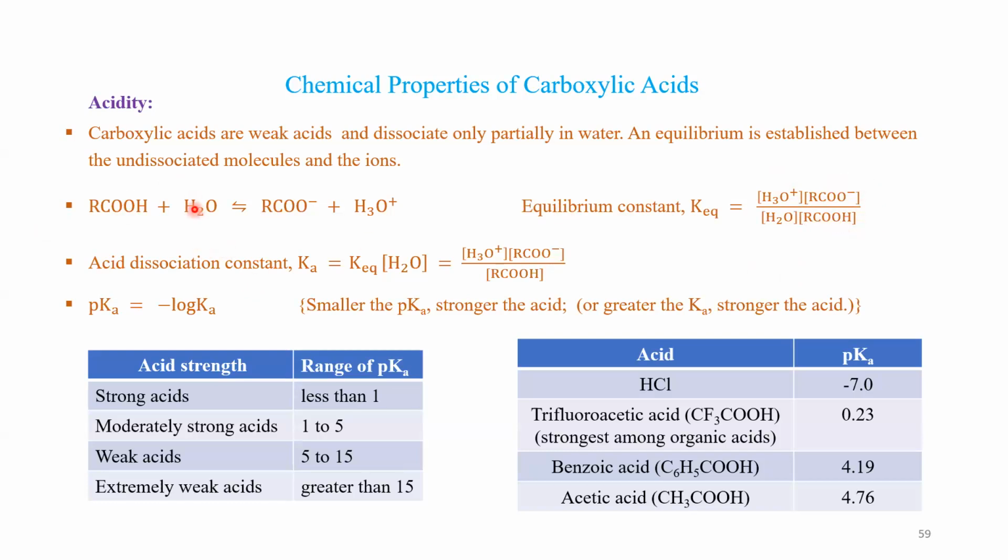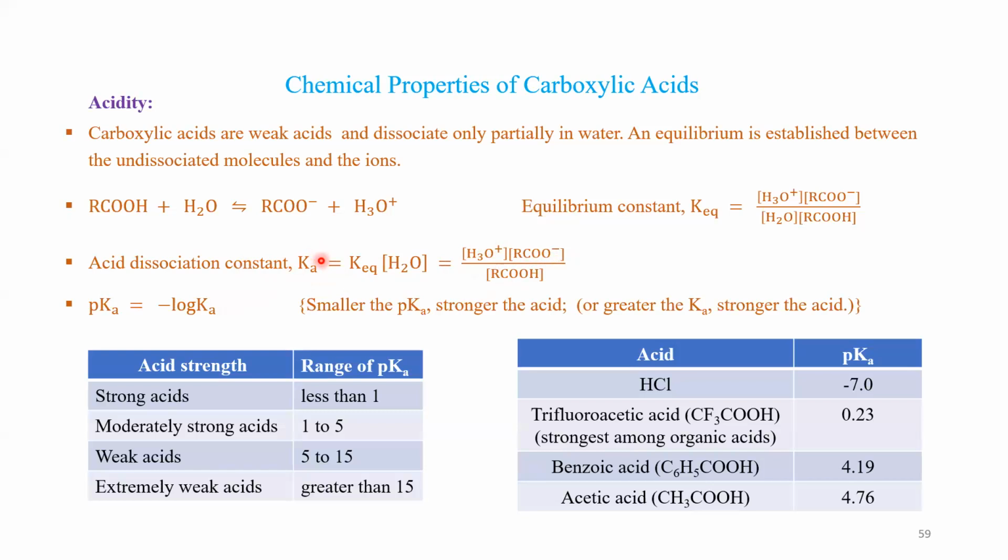Okay. So generally we take water as a solvent, and water will be taken in large excess. So the change in concentration of water is negligible, or the concentration of water is almost constant. So we can define a new constant. I can bring this water to the left side. So Keq into water gives a new constant, which is called the acid dissociation constant. So the acid dissociation constant Ka is equal to H3O plus into RCOO minus divided by RCOOH. Okay. So this is the acid dissociation constant.